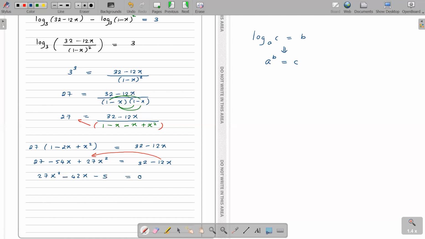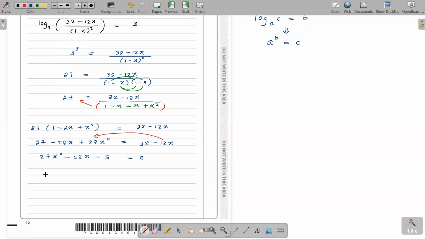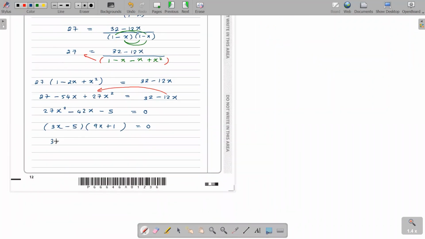Okay, so I get a quadratic equation now. Solve this quadratic equation. What are the two factors? 3x minus 5 is one factor. The other one is 9x plus 1 equals 0. Right, so you can factorize this and make sure that you get the 3 times 9, we get the 27 clearly here, right? So make sure the factorization is correct so that you will not lose method marks, okay? And then you get 2 x values. So 3x minus 5 equals 0, and you get 3x equals 5, thereby x equals 5 over 3, or 9x plus 1 equals 0, thereby x equals minus 1 over 9.